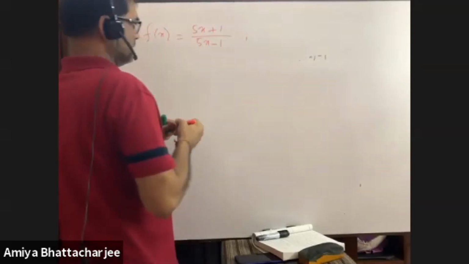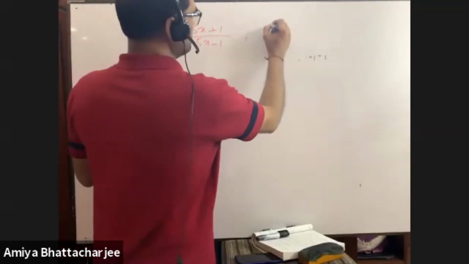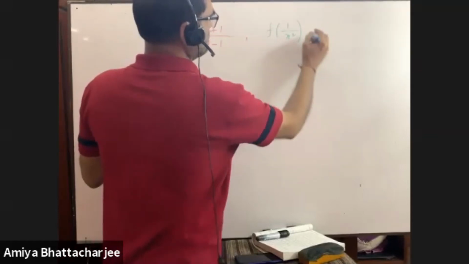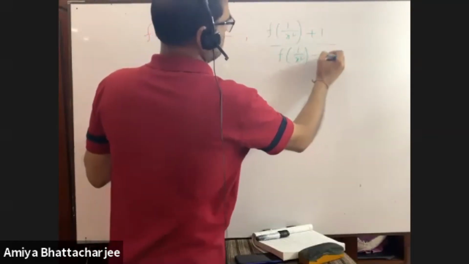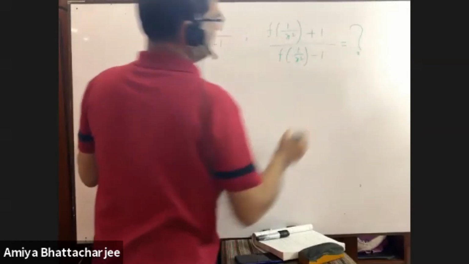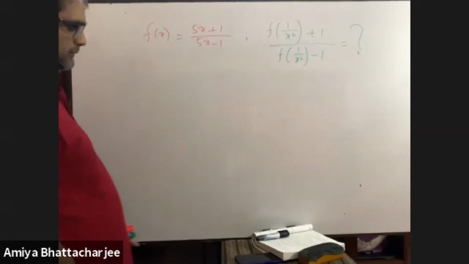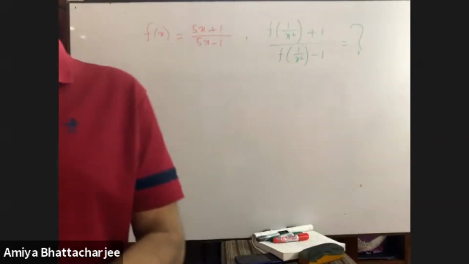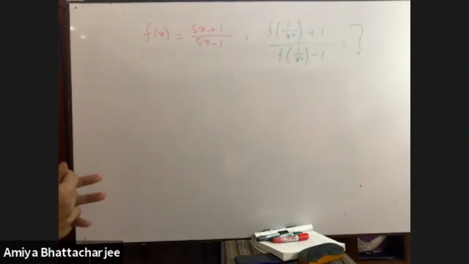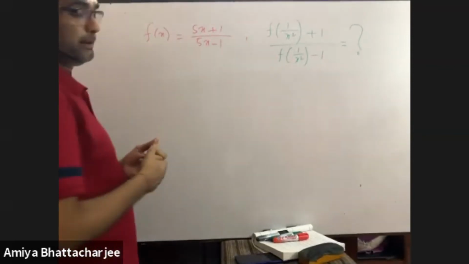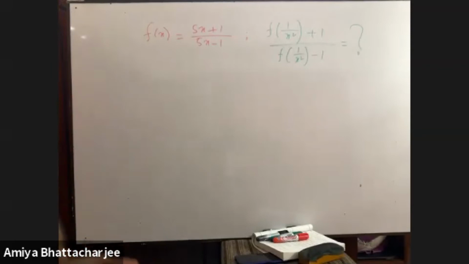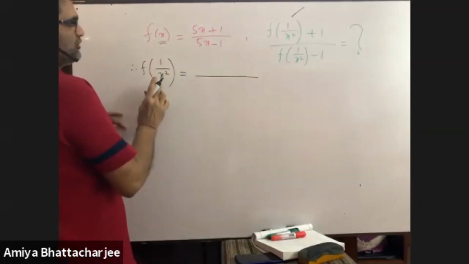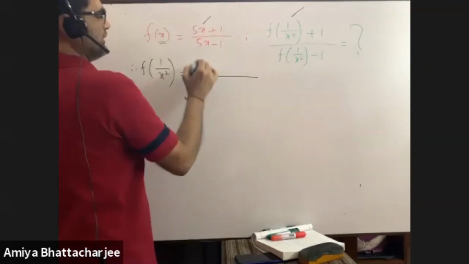The question is: f of 1 by x square, plus 1 over f of 1 by x square minus 1, equals to what? Who can do it? I'm not getting you. Just let me know that you can or you cannot. Actually, it was x. Now it is 1 by x square. So here for x, you put 1 by x square.